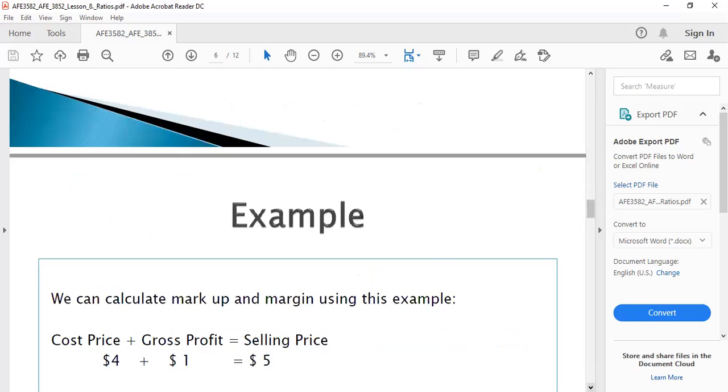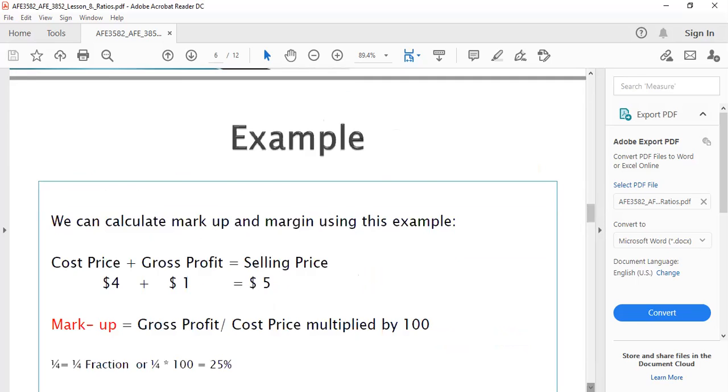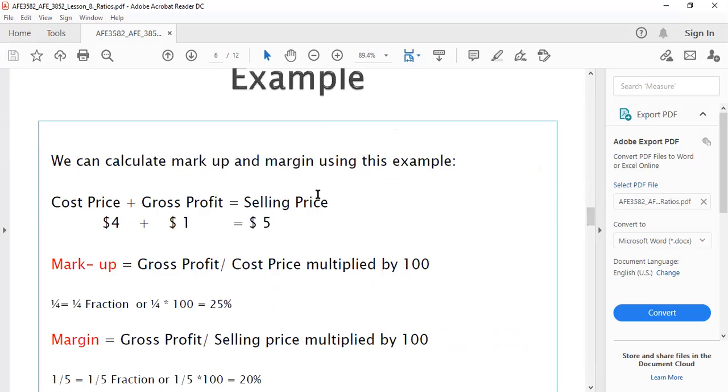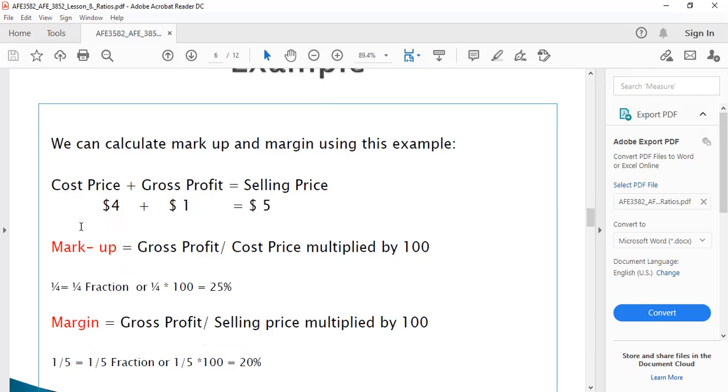Now let's look at an example. So we can calculate markup and margin using this example. On the screen here, you have the cost. Your cost of sales or your cost price is $4. And then you decide, let me add $1 as my gross profit. So obviously your selling price will be $5. You understand?